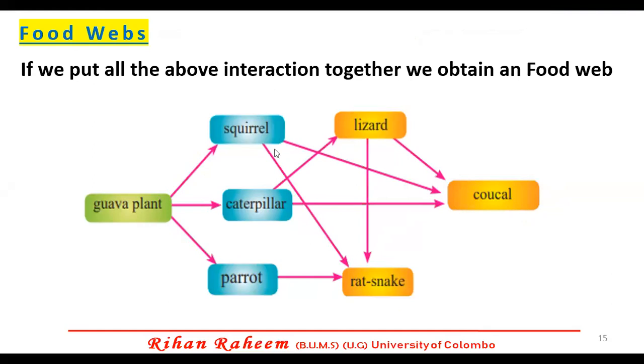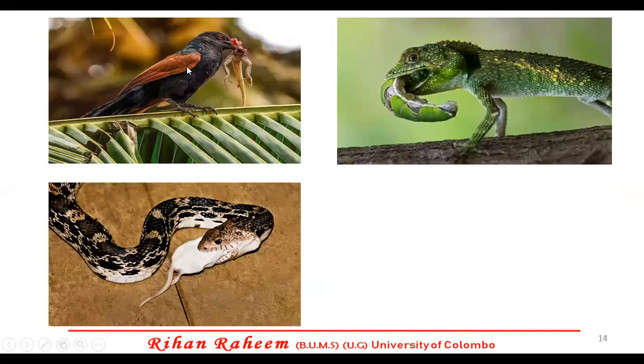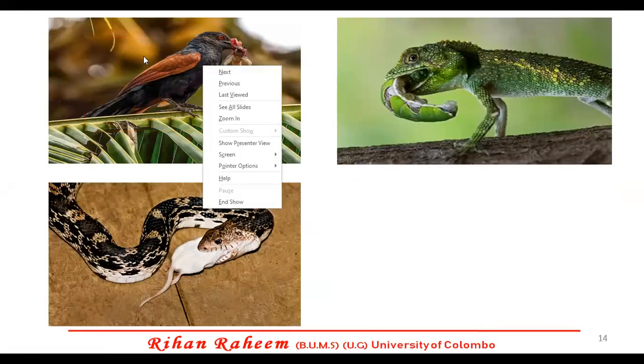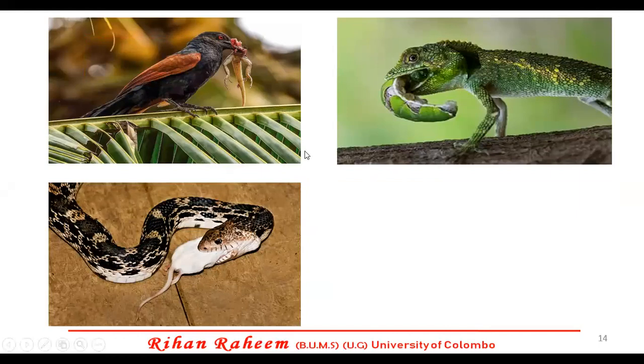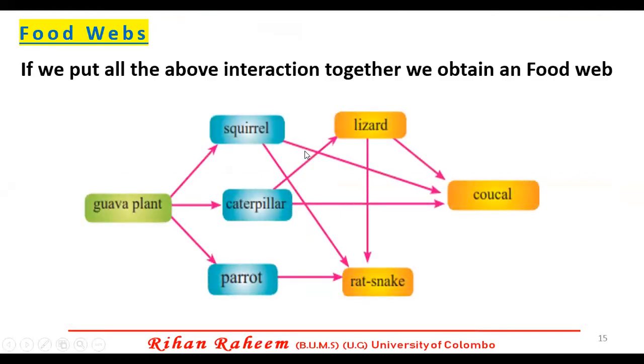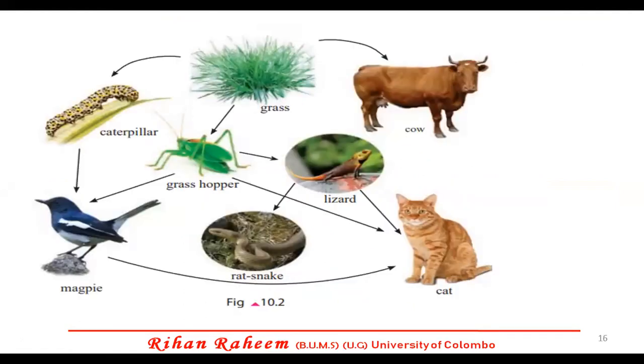All these animals' food we put together is known as the food web. What is a cockle? I have shown the picture. This is the cockle. Can you see? The one which is eating. So from this we can understand that animals and plants have a relationship for food.